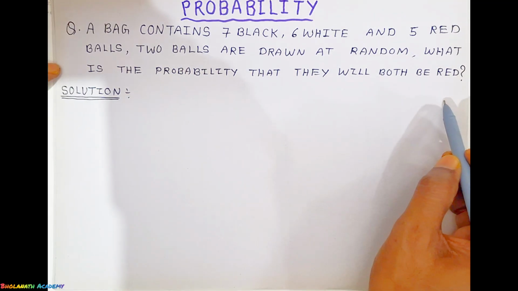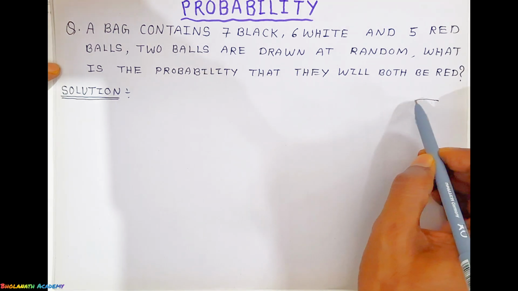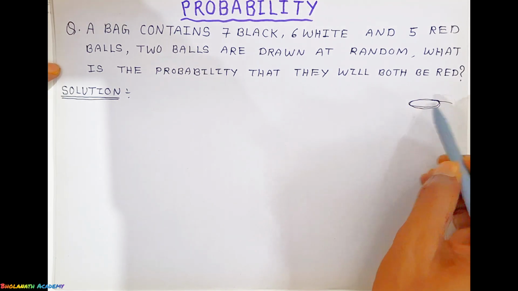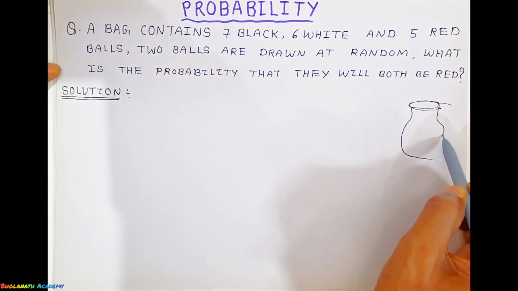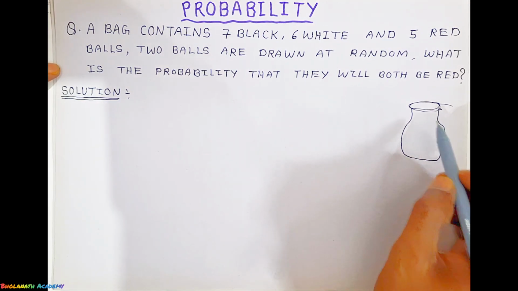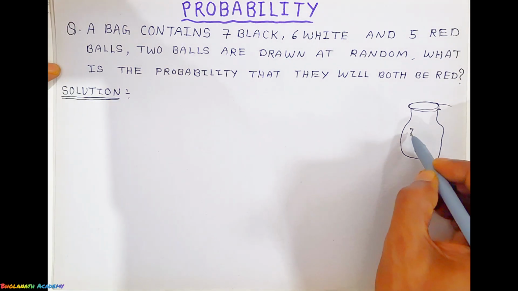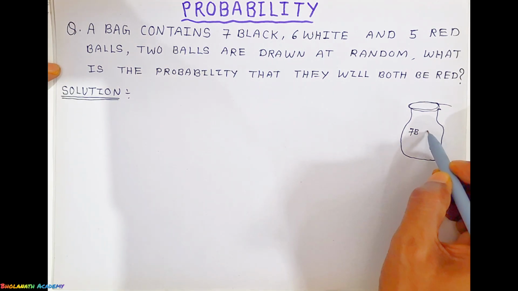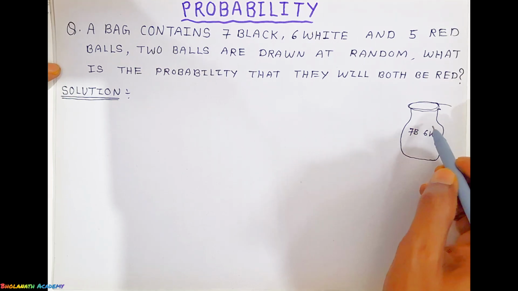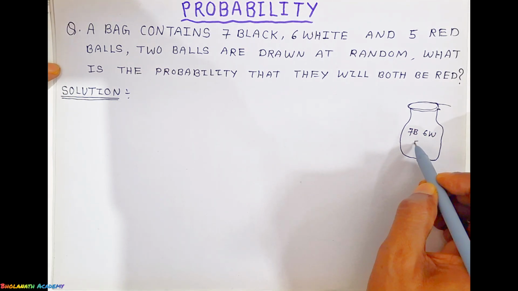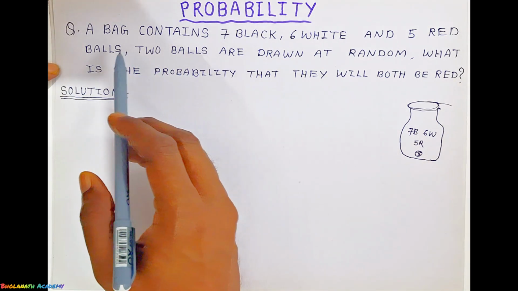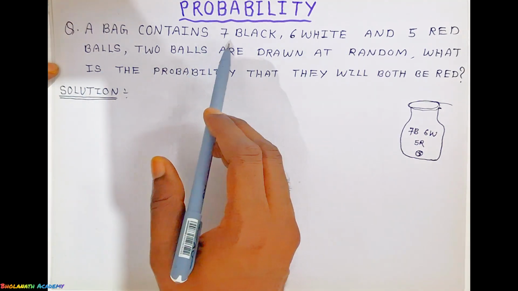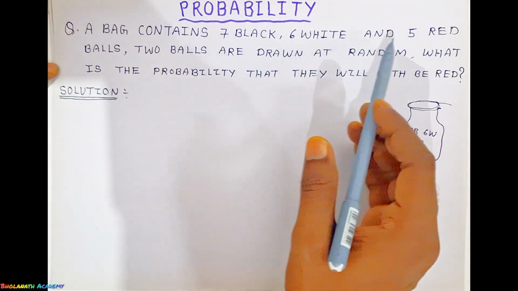Okay students, for the sake of your understanding, I am drawing a bag. This is the bag, and it contains the balls. It contains 7 black balls, 6 white balls and 5 red balls. This is the first statement that I have represented like this: a bag contains 7 black, 6 white and 5 red balls.